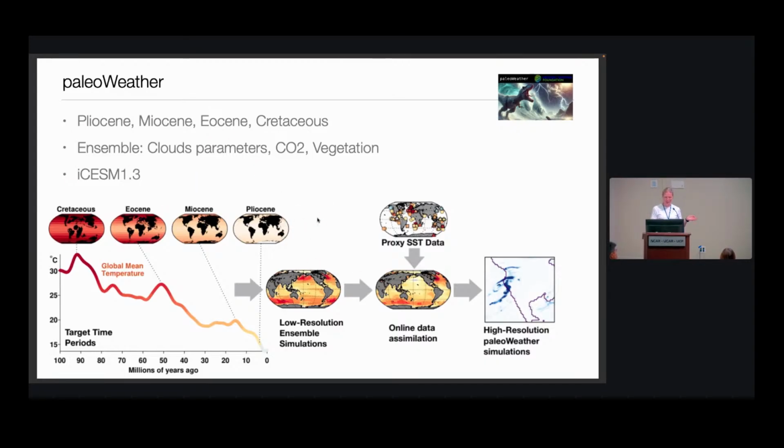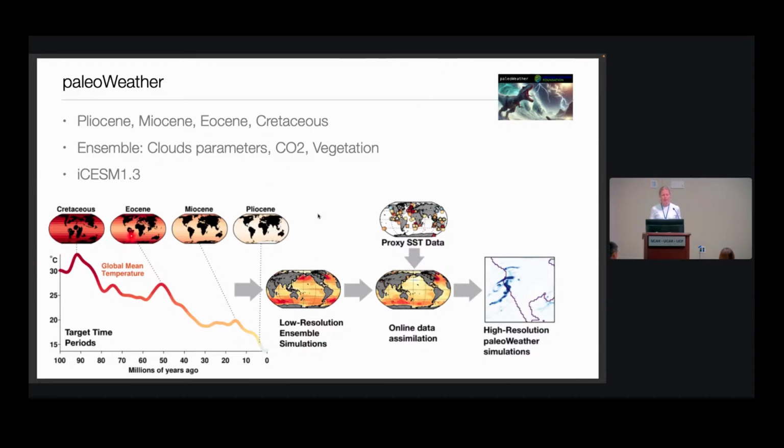And we need an ensemble. So we need to have a couple of ensemble members. We're going to do cloud parameters, which Xiang is actually working on, and then we have some CO2, and we also want to look at vegetation. So I kind of got tasked with the vegetation because it's something I'm interested in. And then we're using ICSM 1.3.